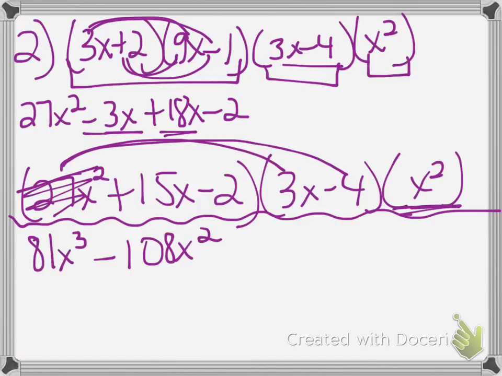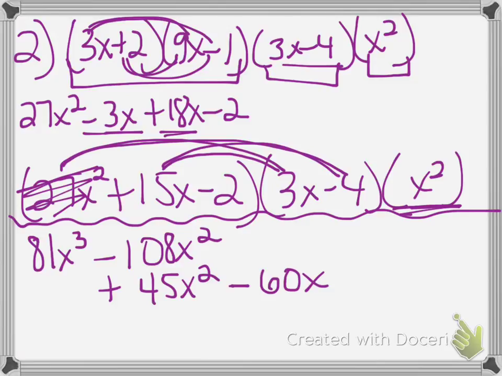So now I'm going to move on to 15x times 3x. That gets me a 45x squared. That's a positive 45x squared, so I'm going to line it up. Notice I'm working vertically. I'm going to line up my like terms. Then I have 15x times negative 4, and that's a negative 60x. So I'm going to start a new column of my linear terms, I guess you could say.